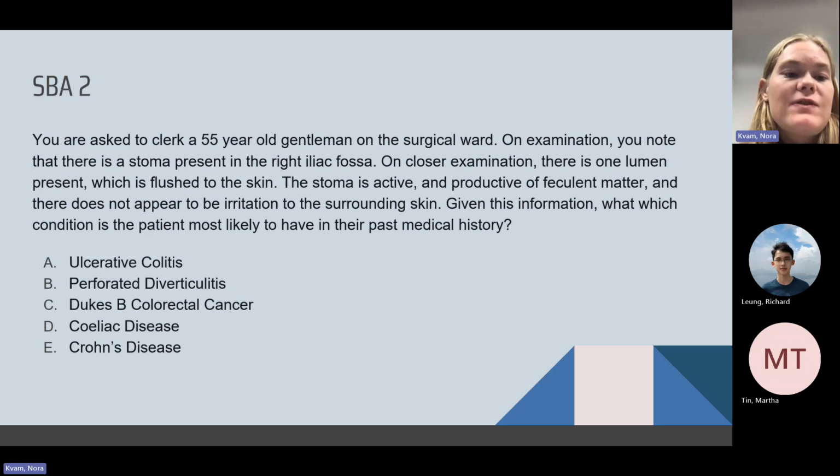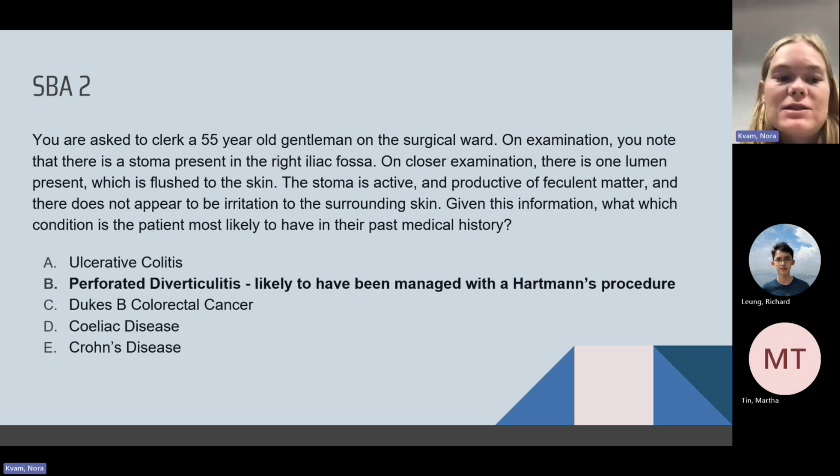But given that he's, again, a 55-year-old gentleman, the most likely one is perforated diverticulitis, and that's the answer. Hartmann's procedure, again, I think the ostomy opening should be in the left iliac fossa. So I'll just mention that.